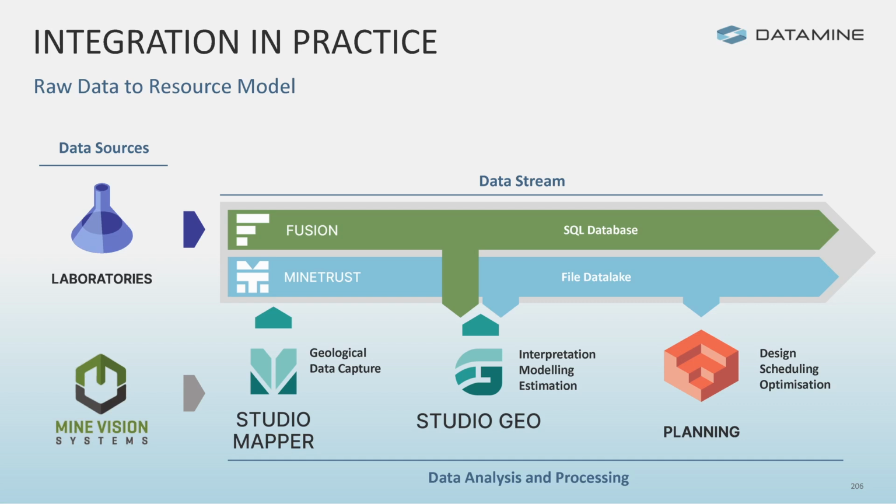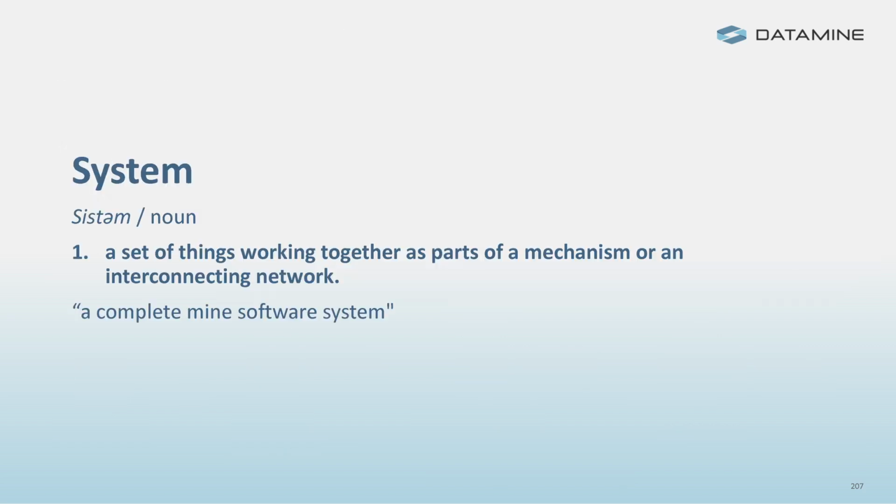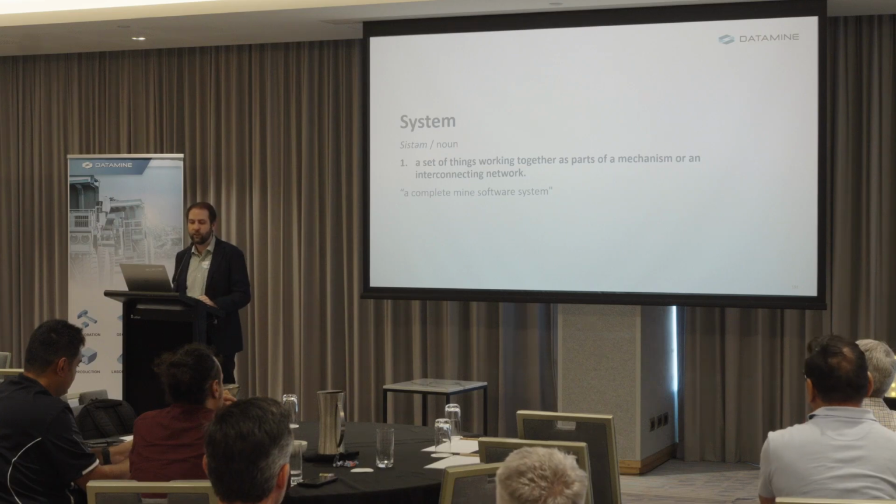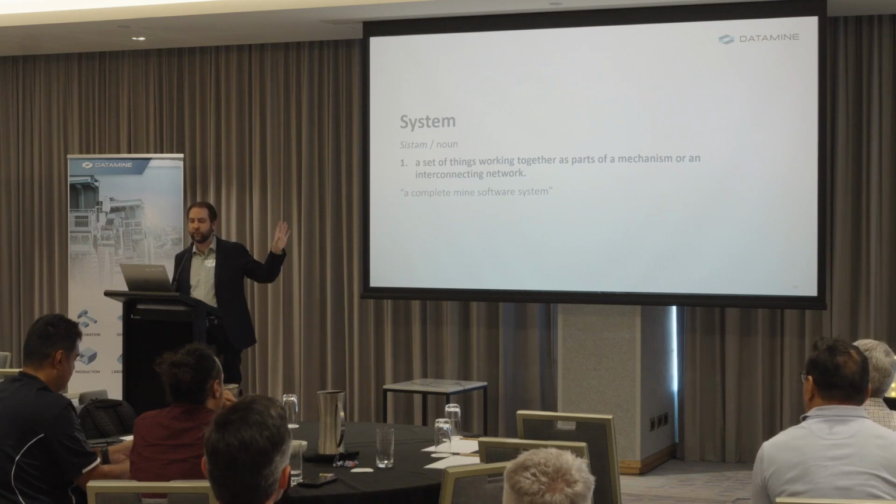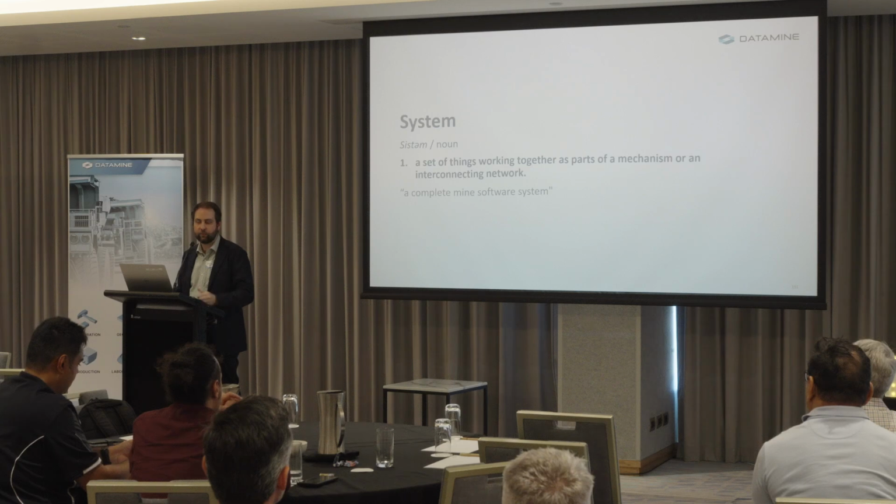And what we're really doing in this process is we're building out a system. And if we use the dictionary definition, a system is a set of things that work together as parts of a mechanism or interconnecting network. And I really like this term because when we talk about what we're doing with our tools and our software across our entire portfolio, it's really about building that complete mine software system. And for me, it really begins at that data stream and how that's affected by what we're building.